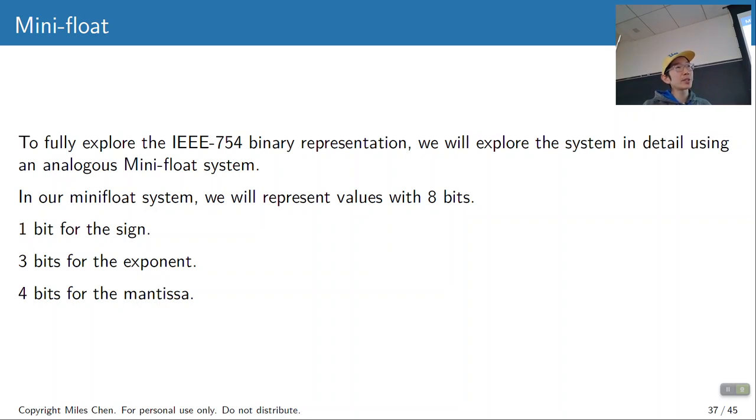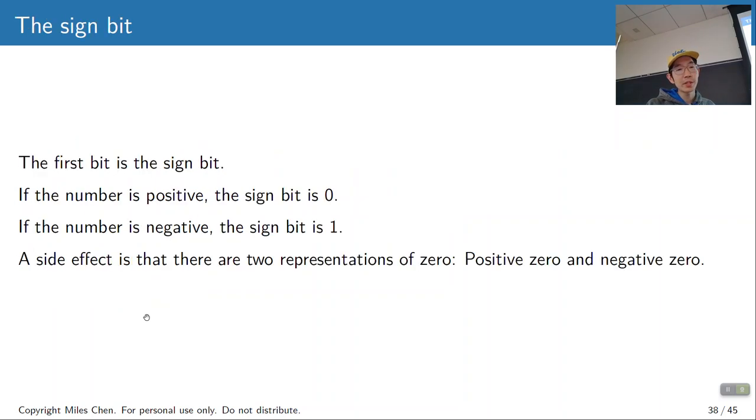So our 8 bits are going to get allocated. We'll have 1 bit for the sign, so I can have positive and negative numbers. We're going to use 3 bits for the exponent, and we're going to have 4 bits for the mantissa. So if I have 8 bits, this is how our numbers will get represented, okay? So 1 bit for the sign. If it's a positive number, our bit is 0. If it's a negative number, our sign bit is a 1.